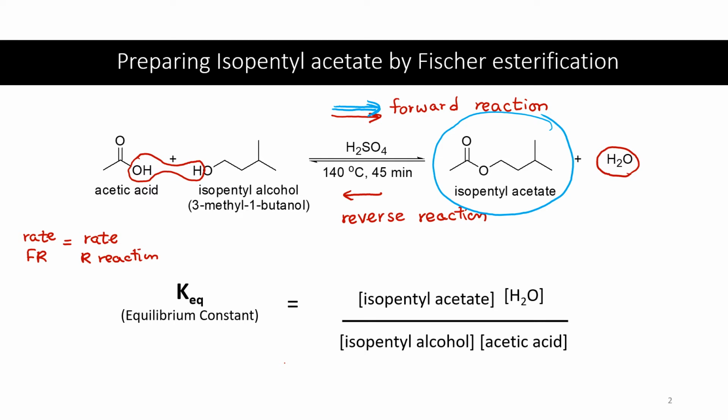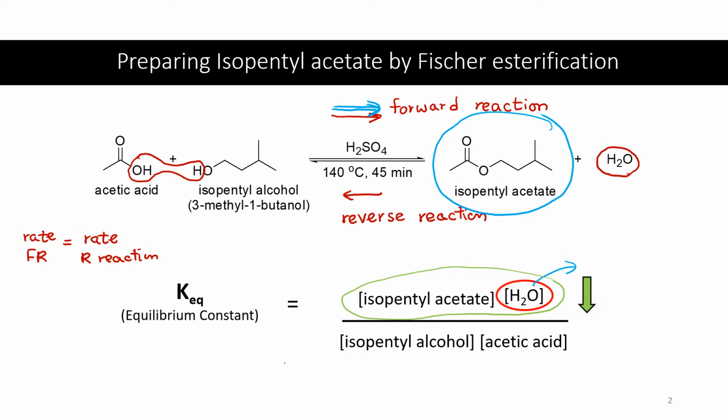We can do two things to achieve this. One is we can remove the water as it forms. So you can see if we take away the water, then the product of isopentyl acetate concentration to water concentration, this total value is going to reduce.